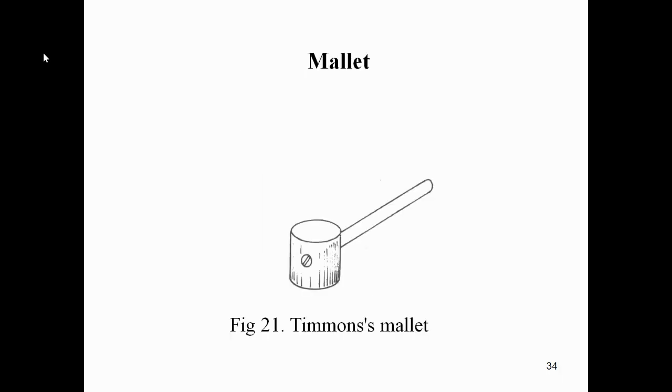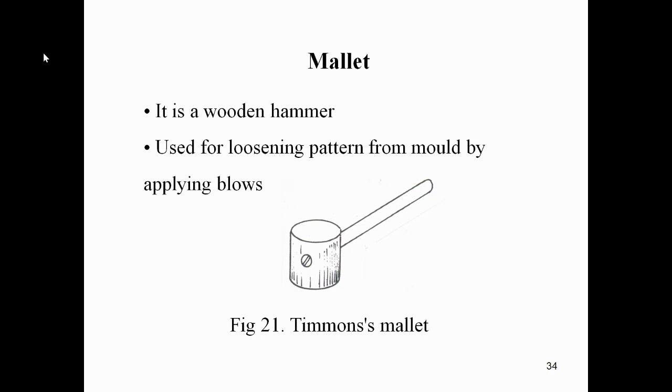Next one is a mallet, that is a Timson's mallet. This mallet is a wooden hammer. It is used for loosening the pattern from the mold by applying blows.